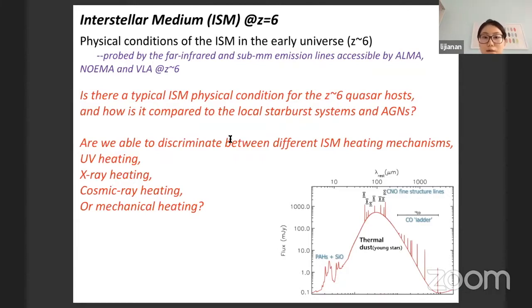These studies are basically through observations of the CNO fine structure lines and also the submillimeter CO transition lines. These lines are easily accessible by ALMA, NOEMA, and VLA at redshift 6. Through these observations, our objectives are to find if there are typical ISM physical conditions for these redshift 6 quasars and how they compare to local starburst systems and AGNs. And also, are we able to discriminate between different ISM heating mechanisms, like the UV heating, which is produced by the stars, and X-ray heating, which is mainly produced by the AGNs.